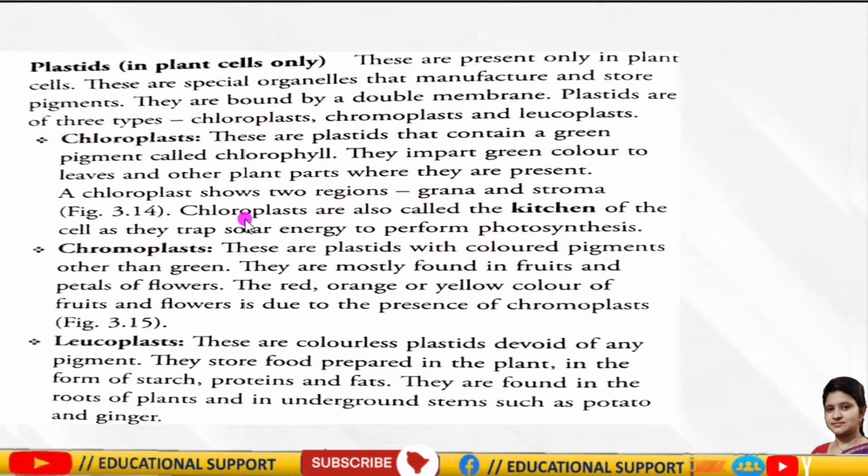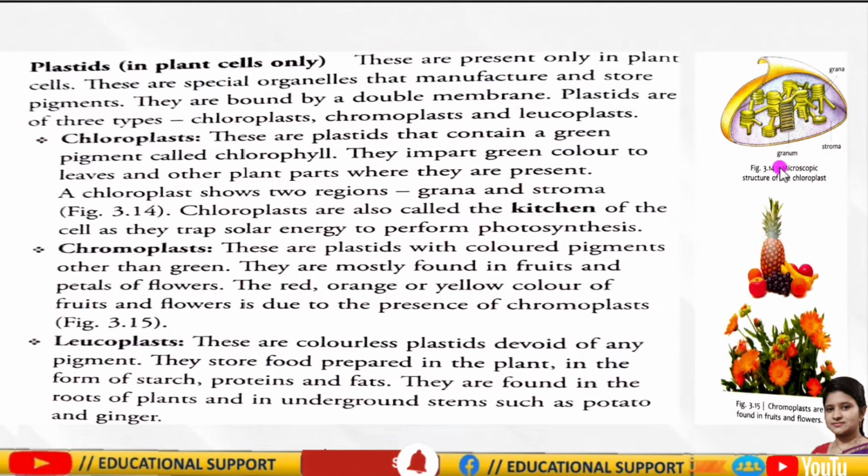A chloroplast shows two regions. One is the grana and one is the stroma. You can see in figure 3.14 that here is the grana and here is the stroma. So chloroplasts are called the kitchen of the cells as they trap solar energy to perform photosynthesis.